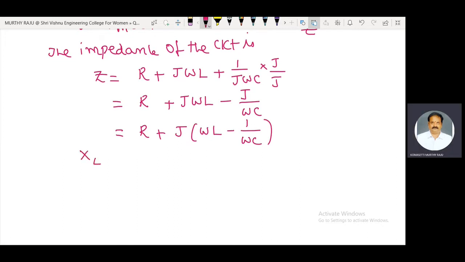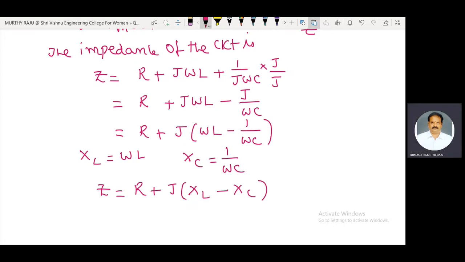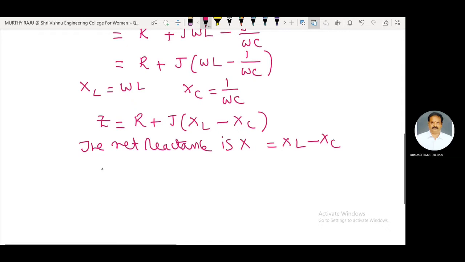Inductive reactance XL is equal to omega L. Capacitive reactance XC is equal to 1 by omega C. Z is equal to R plus j into XL minus XC. The net reactance is X, that is equal to XL minus XC. Z is equal to R plus jX.